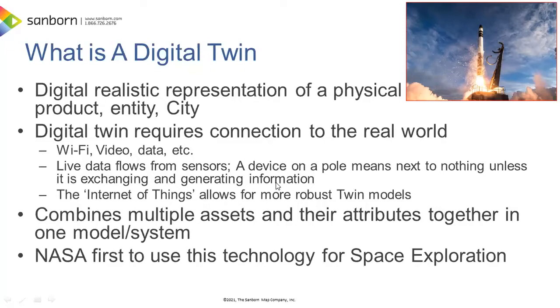So one of the things it does require is connection to the real world. It has to have Wi-Fi or video, live sensors spooling in from a sensor on a pole or something like that. And basically it's combining all these assets of your city and all their attributes and putting it together in one model system that's connected to the real world and all in one place. And actually NASA first used this technology for space exploration. So the concept goes back almost 20 years.